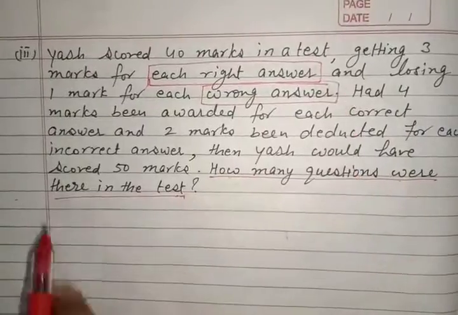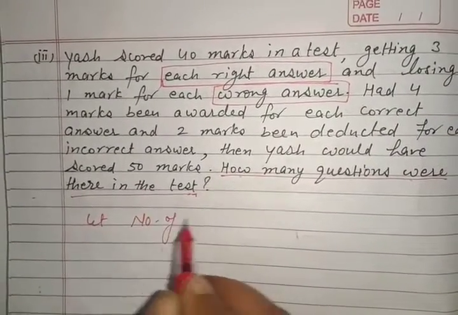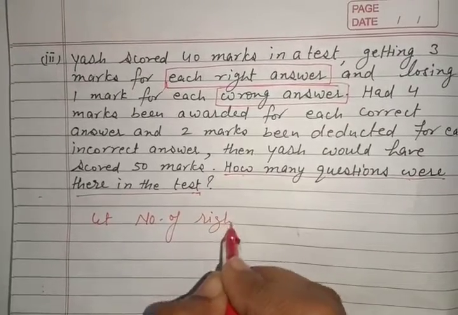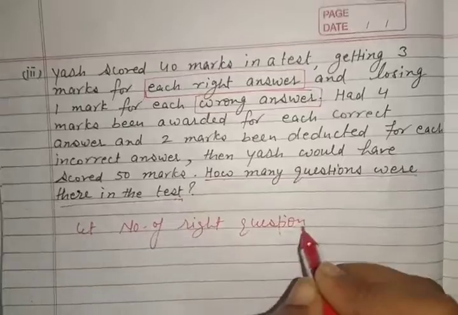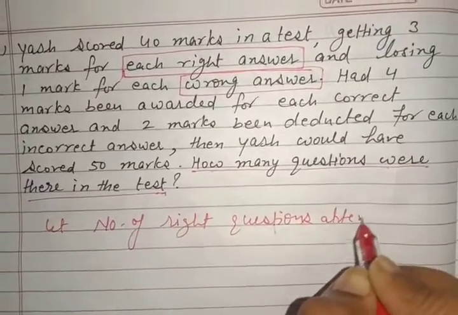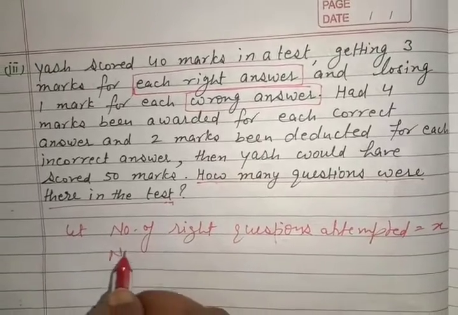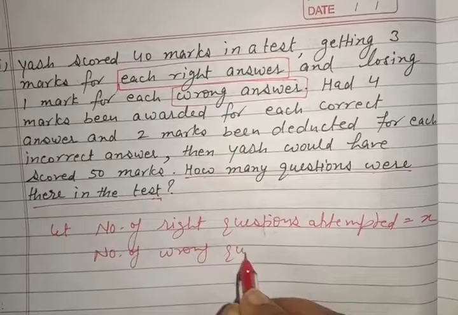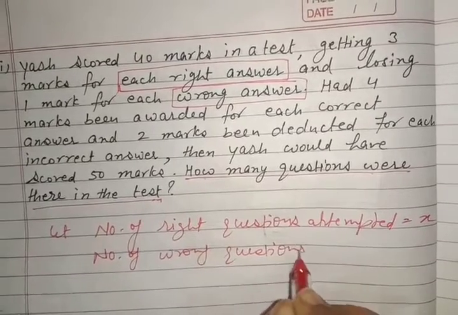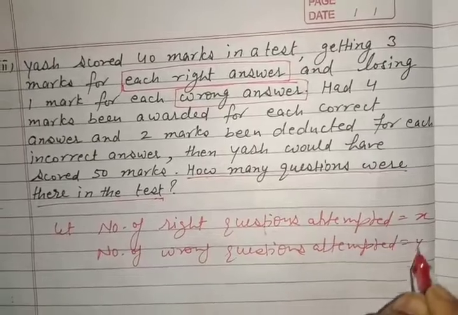So we will write here, let the number of right questions attempted be equal to x, and the number of wrong questions attempted be equal to y.